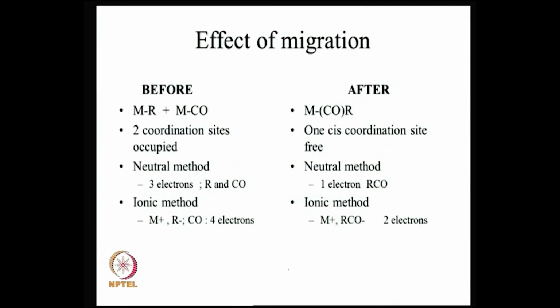And if we look at the net effect on the metal, we realize that after the insertion reaction, we also lose one coordination site; one coordination site on the metal becomes free. So, based on whatever electron count procedure you might use, you end up with a loss of 2 electrons on the metal, and you also end up with one coordination site on the metal being free at the end of the reaction. So, these are the effects of migration, and we will discuss the reaction in greater detail in a future lecture.